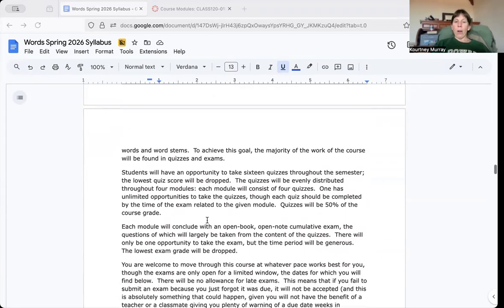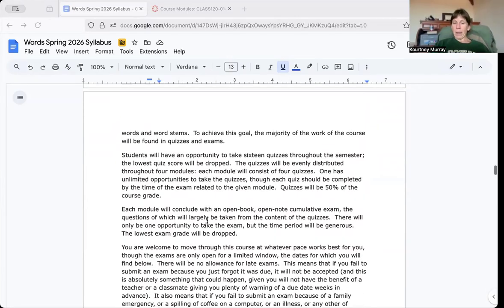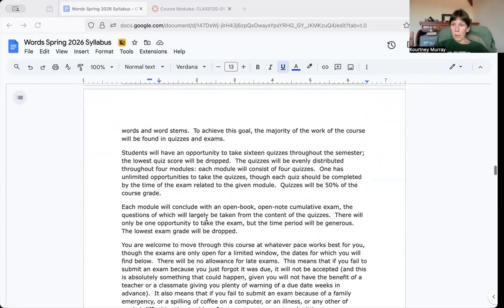Then there are 4 exams. You can take the quizzes as many times as you want, but the exams are time limited. For the 4 exams, you will have 3 hours to take them, which I think is a generous time period, but you can only take them once. They are open book, open note, and they cover the module that they're associated with.